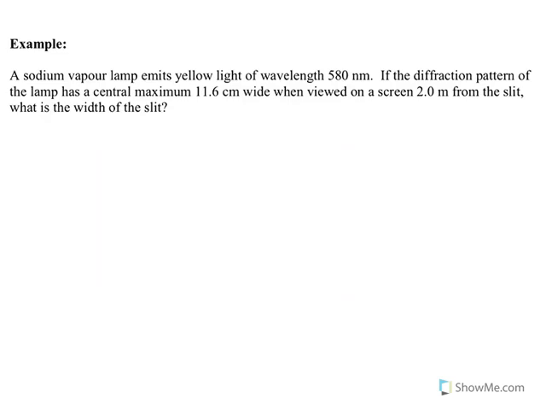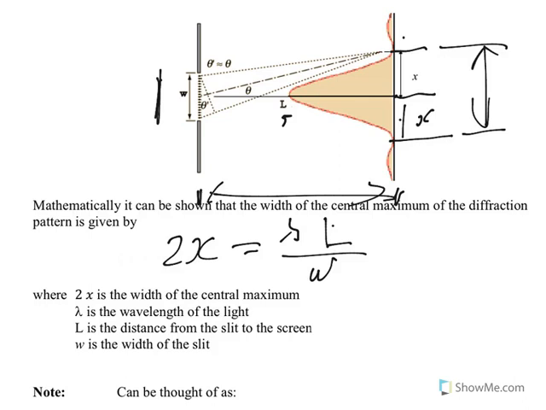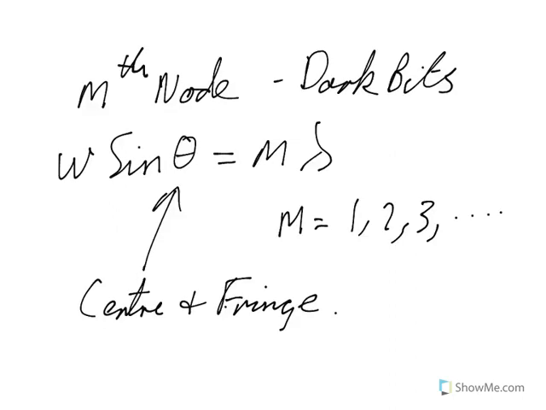Alright, let's better do an example of this. So here's the example. Sodium vapour lamp emits a yellow light, wavelength 580 nanometres, diffraction central maximum is 11.6 centimetres wide, viewed from a screen 2 metres from the slit. What is the width of the slit? Alright, so when it talks about the central maximum, they're talking about the whole width of it, not from the centre. So we'll go way back here. The central maximum, they're talking about this distance here. Alright, so that's your 2x.